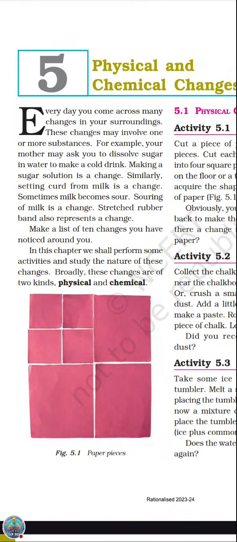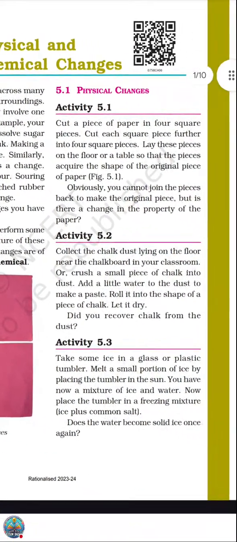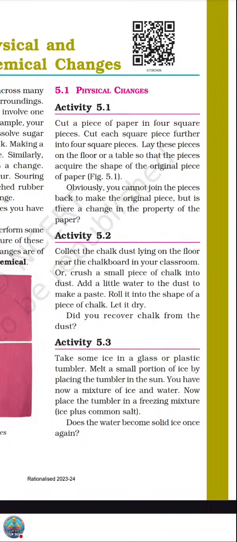So here there are 2 kinds of changes. One can be physical change and the other can be chemical change. Here they have taken some examples. Activity: cut a piece of paper in 4 square pieces. So we are taking a piece of paper and cutting it into different pieces. We cannot join it to get paper back.